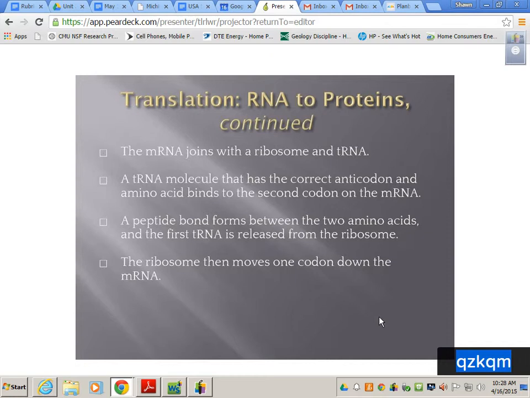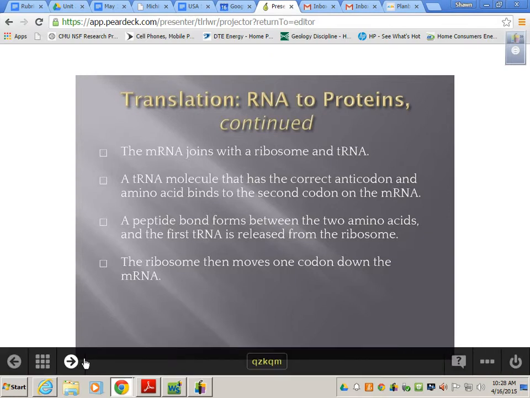This just keeps happening, thousands of amino acids, until we reach what? The stop codon. What does the stop codon code for? Say absolutely nothing. Absolutely nothing. If I put nothing on a chain, the chain is broken, right? And then I have my polypeptide. Okay. We'll talk more about it in a minute.